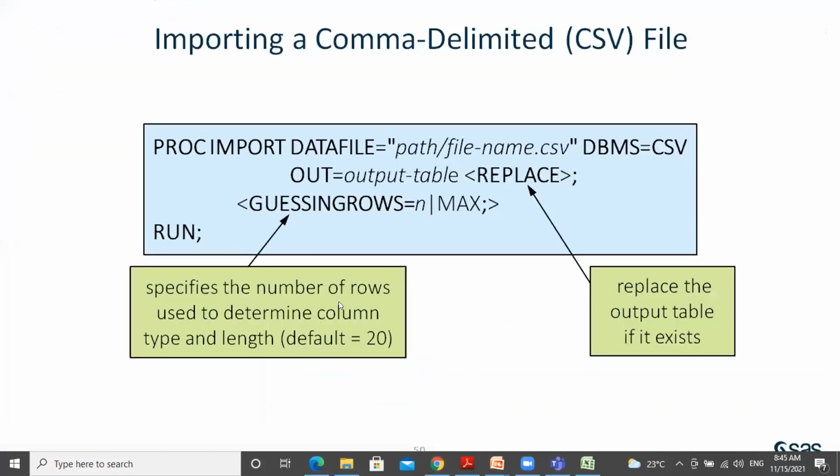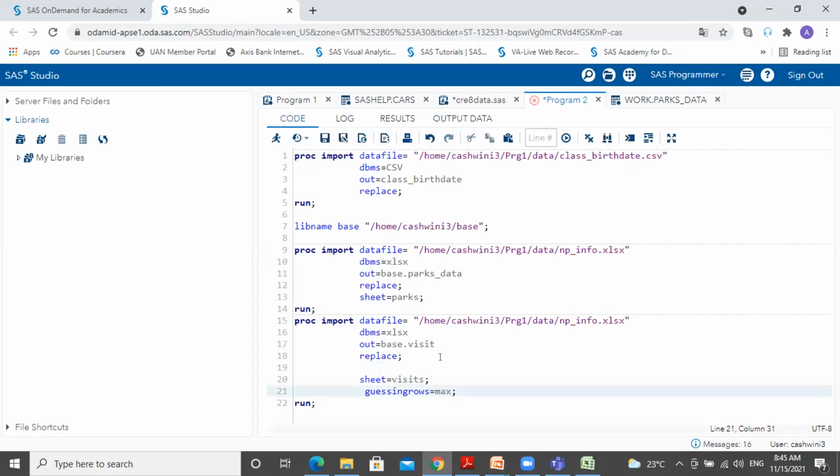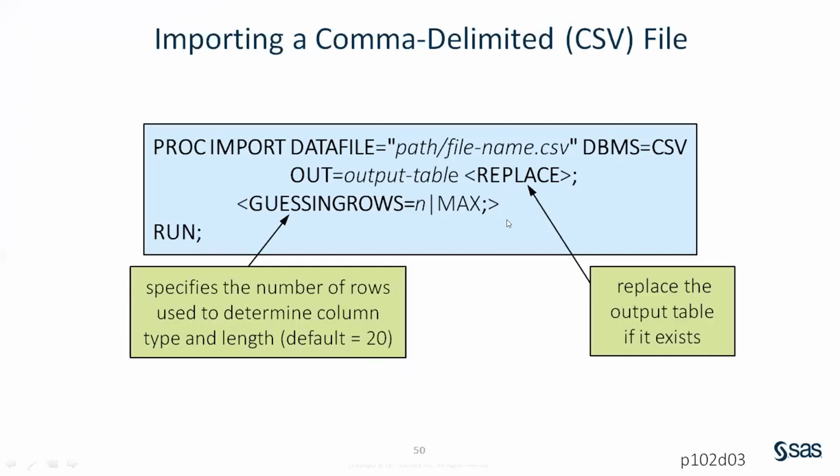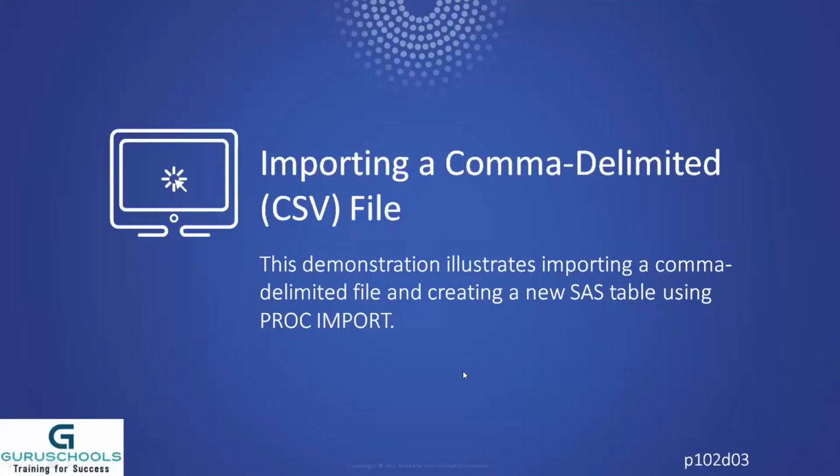But this is what it's telling. It specifies the number of rows to determine column type and default length, which is 20. So it specifies the number of rows to be read into your SAS files. It's an independent statement. So this is how guessingrows is used normally.